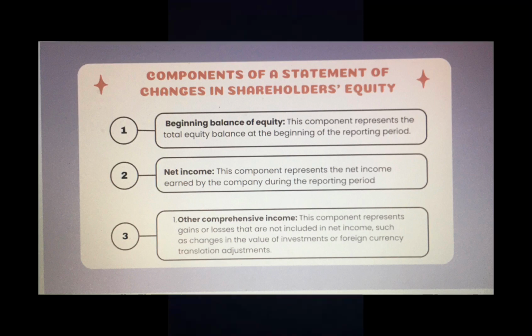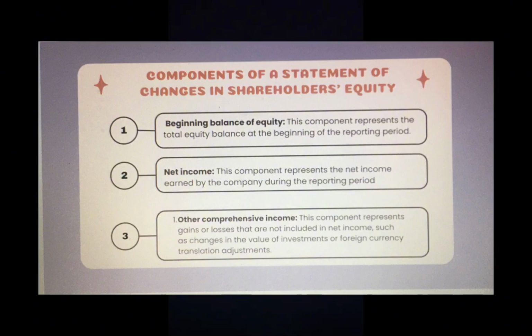The second one is the net income. This component represents the net income earned by the company during the reporting period. So in net income, this component represents what the company earned during the reporting period.